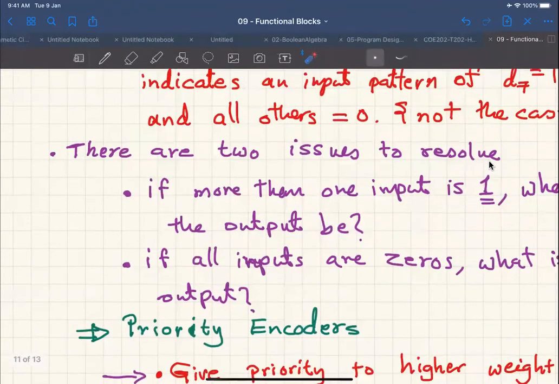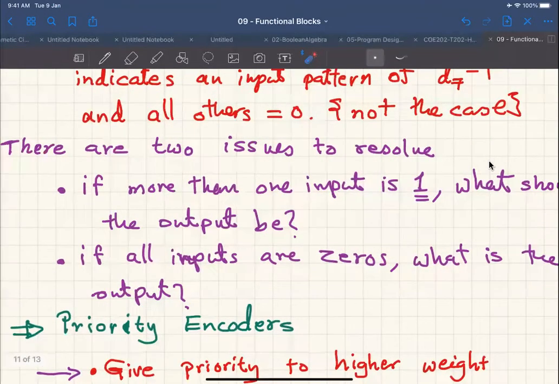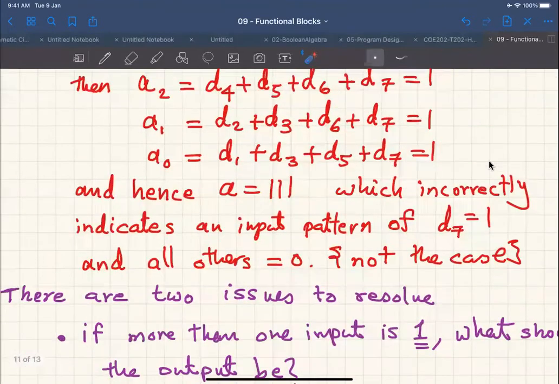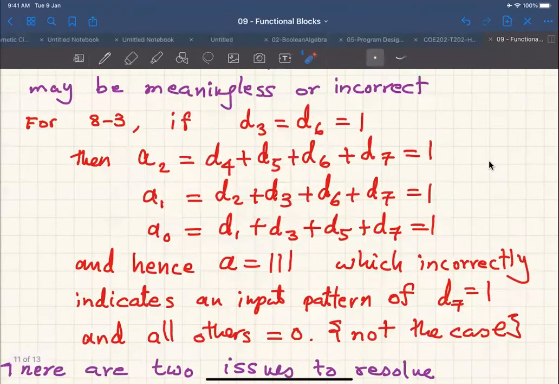So what is the solution to these problems? The solution is to use what we call priority encoders, in which we give priority to the inputs. For example, higher weight inputs have higher priority than lower weight inputs. So if we have, like in this example here, D3 and D6 as 1, then we give D6 higher priority. So our output should be 110 in this case.